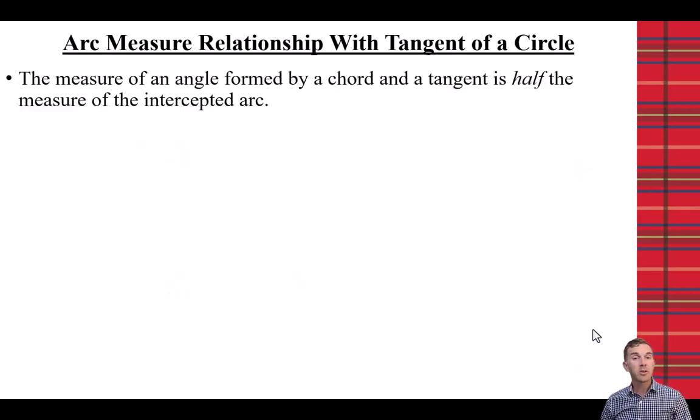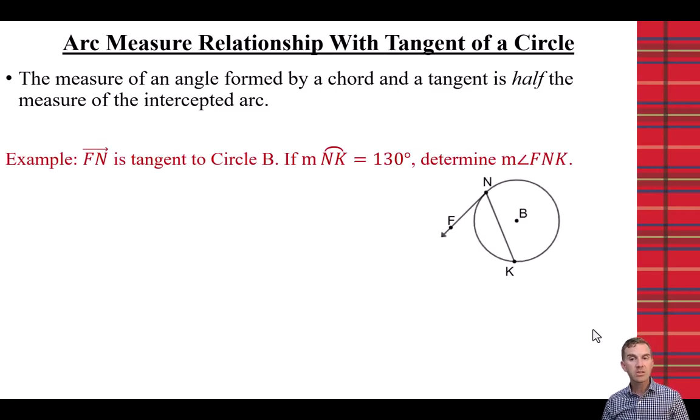Now I can also look at arc measures with the tangent of a circle. And very similarly to many of these other issues when we're dealing with intercepted pieces, when we have a chord and a tangent intersecting together, the angle measure will be half that of the intercepted arc measure. So here is an example to show us what we're talking about.